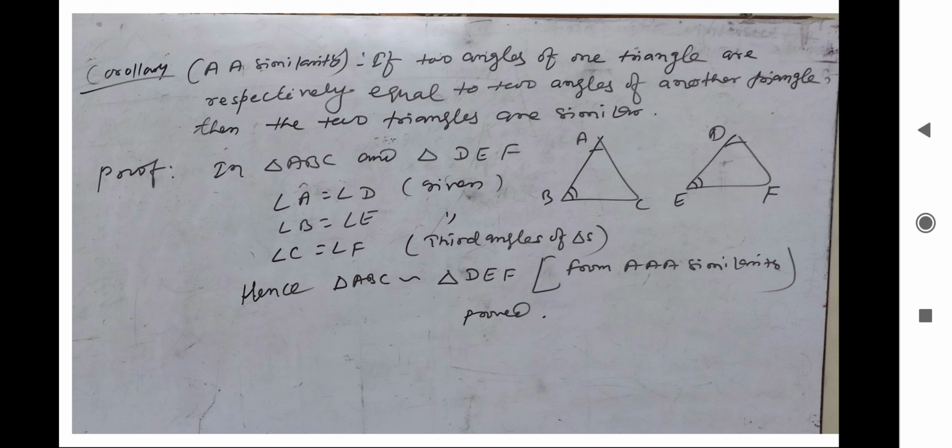We will prove it easily. In triangle ABC and triangle DEF, it is given angle A equal to angle D, angle B equal to angle E. So students, we can say angle C equal to angle F, third angles of the triangles. Very simple. Hence triangle ABC similar to triangle DEF from AAA similarity. Just we have proved it. Hence AA similarity is also proved. So these theorems are important, and you have to revise them. Fine.